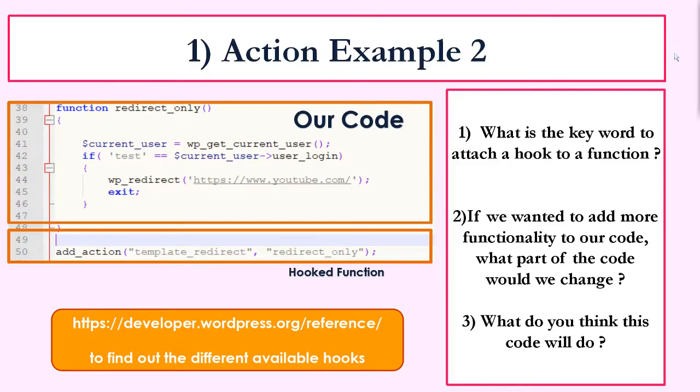Okay, so I hope you've attempted the questions. Let's go through them together. So what is the key word to attach a hook to the function? The key word that I was looking for is the add action. So it has two parameters. The first one is the hook where we're going to attach our code to in the WordPress process. And the second one is the name of our function. So it's the name that we're going to call to execute our code.